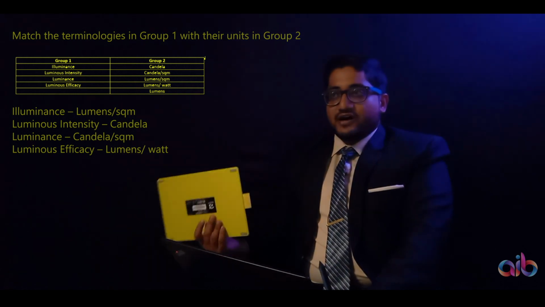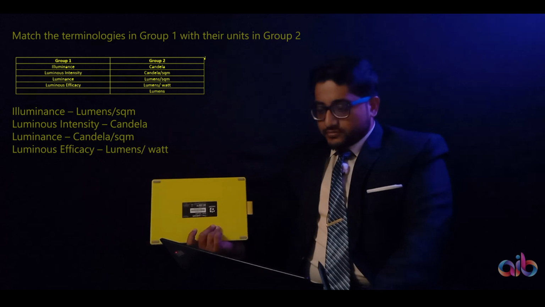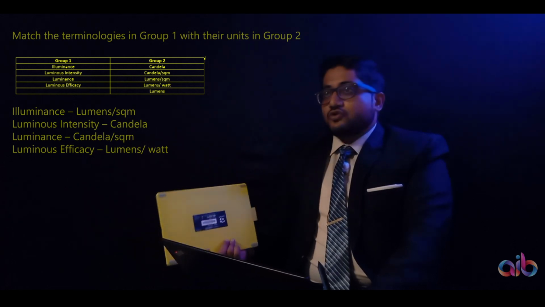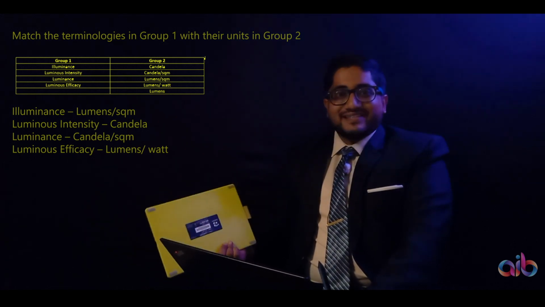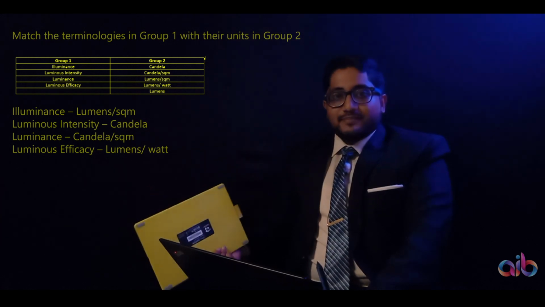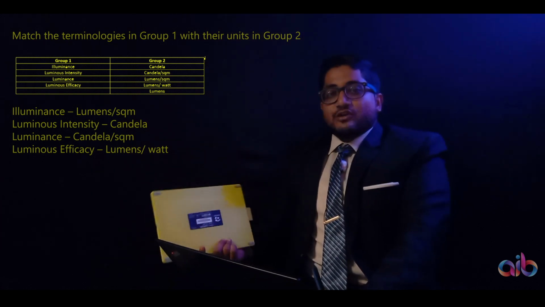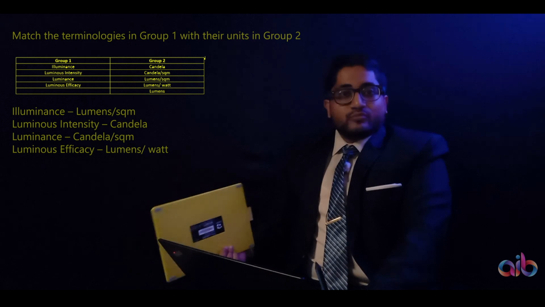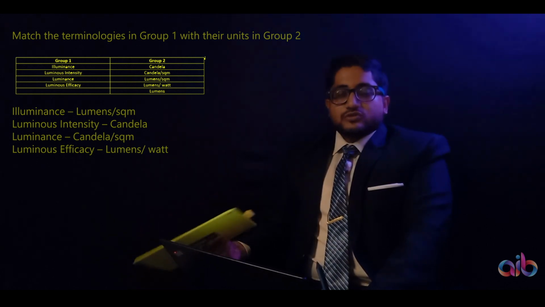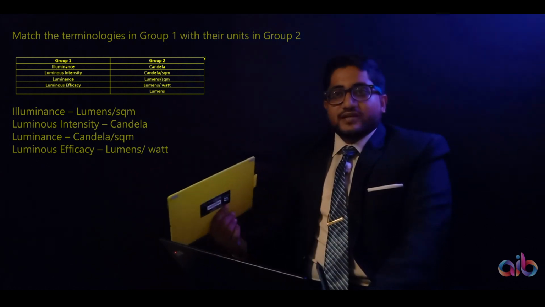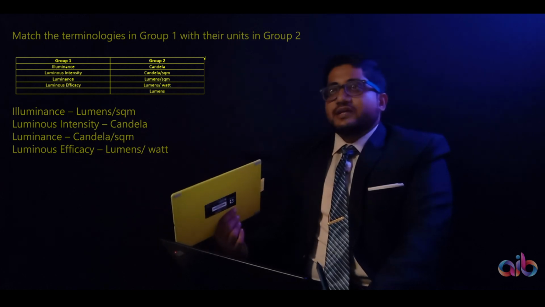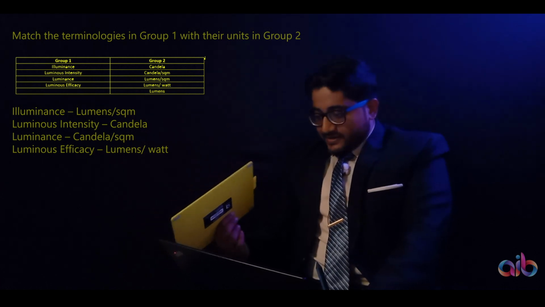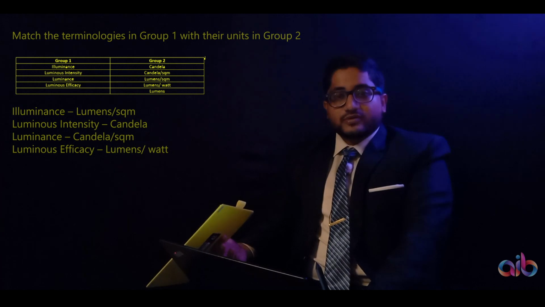And finally they have asked you about luminous efficacy. So I just mentioned light power density, or say power in watts, multiplied by efficacy equals illuminance. So illuminance is in lumens, power is in watts, so the efficacy would be illuminance by power, that would be lumens per watt. And yes, that is the answer to this question.